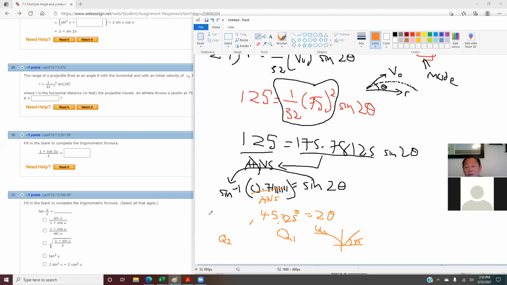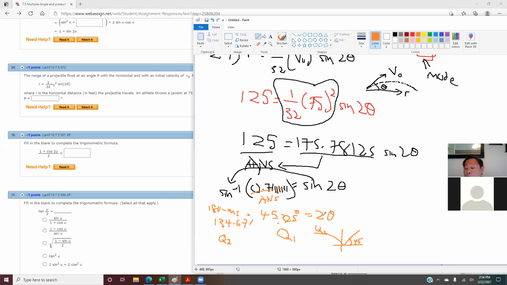You just subtract it, right? So it's 180, take away it. So in this case, in order for you to find this, you just take 180 minus ANS. So you take 180 minus ANS. So this is 134.67. So it's very close to 135.